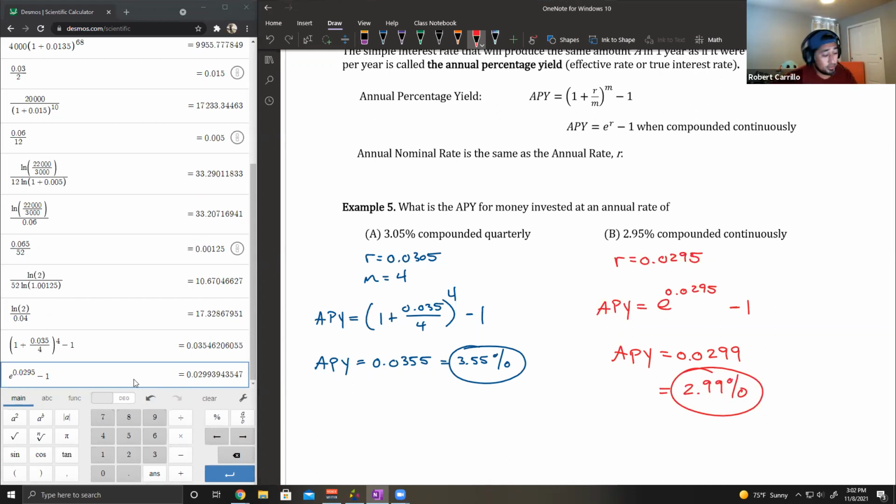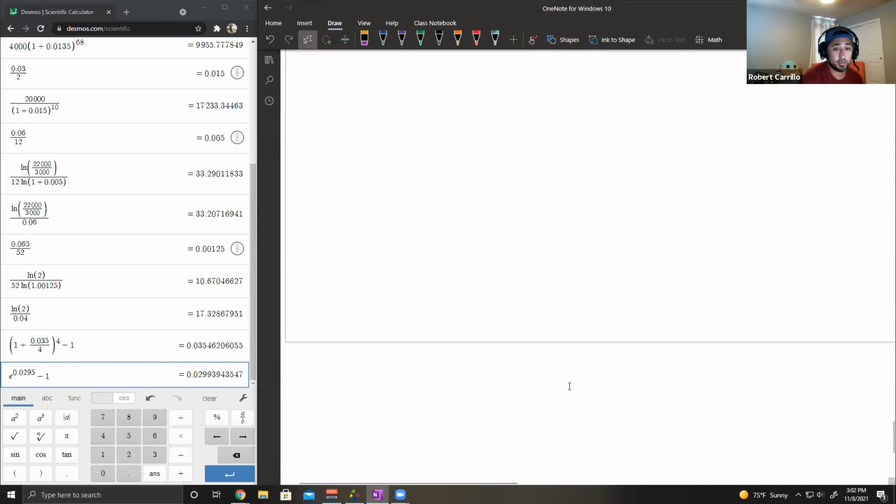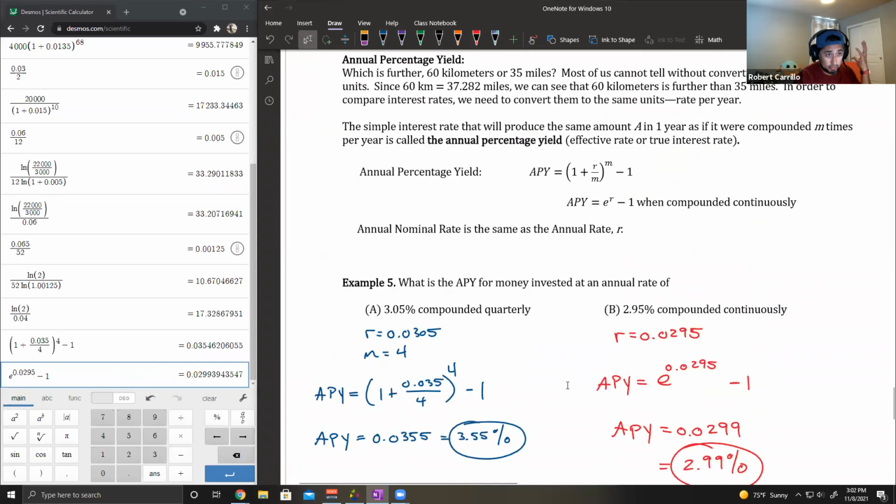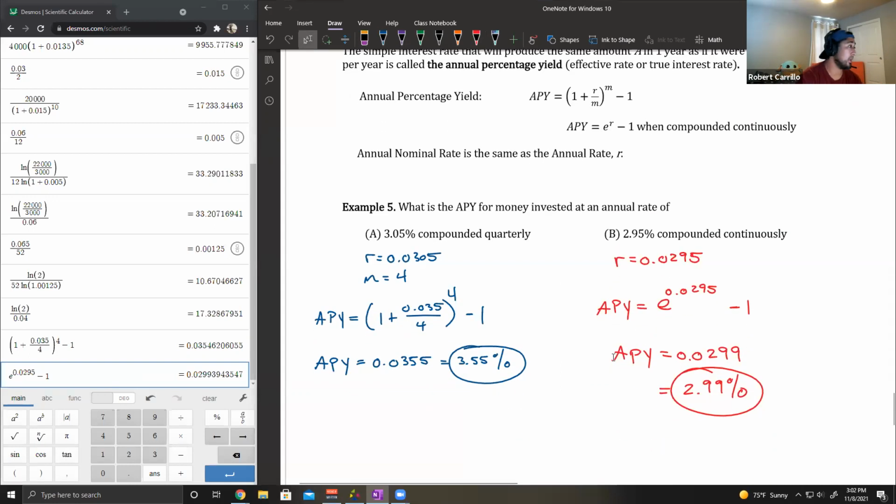Sounds like those car commercials. You'll get 2.99% APR on this new car. Okay. And that is annual percentage yield. So that'll give you the true percent of what you're paying on, again, your loan or investment.